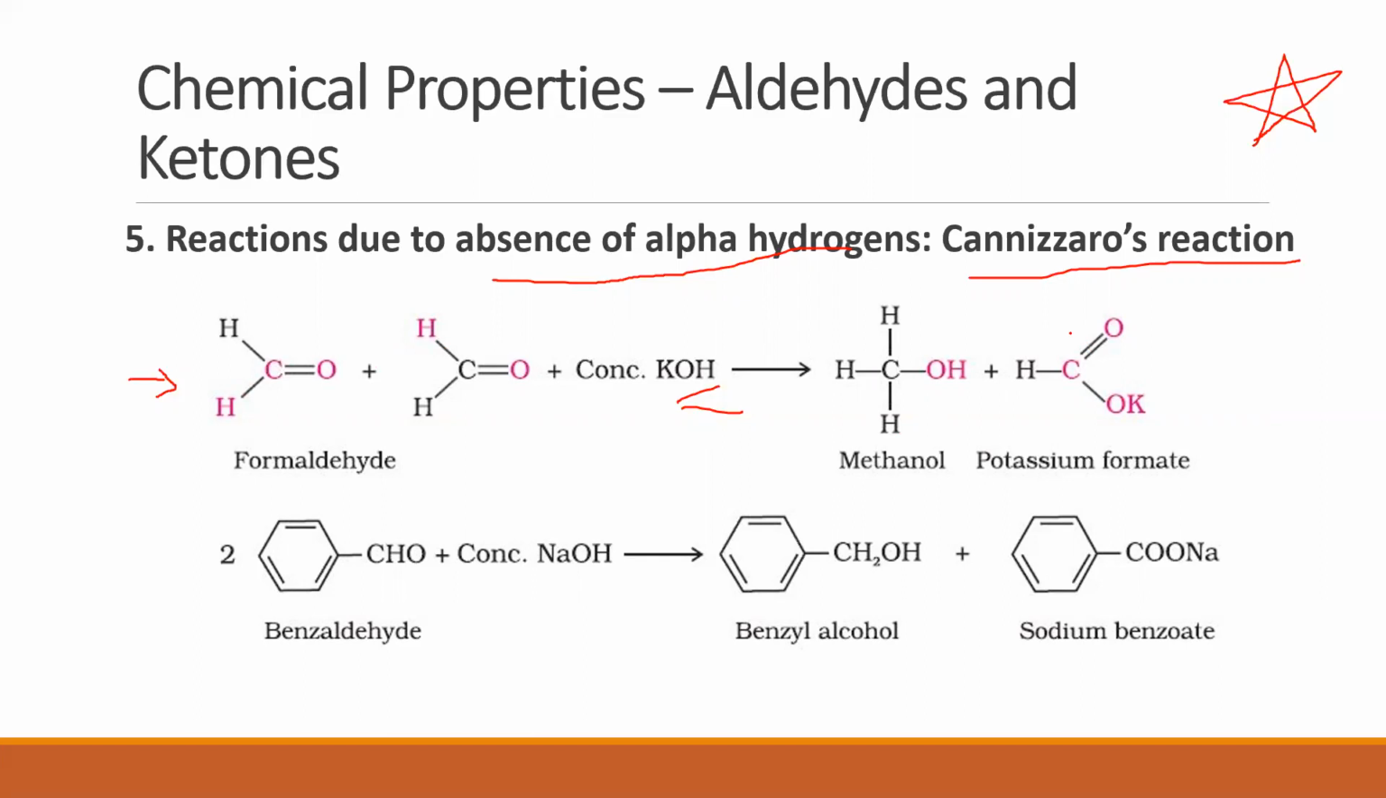Now, by now we have understood, aldehydes upon oxidation will give what? Carboxylic acid. Aldehydes upon reduction will give what? Alcohol. So this is a reaction where you get two products. One is formed because of oxidation and the other one is formed because of reduction.